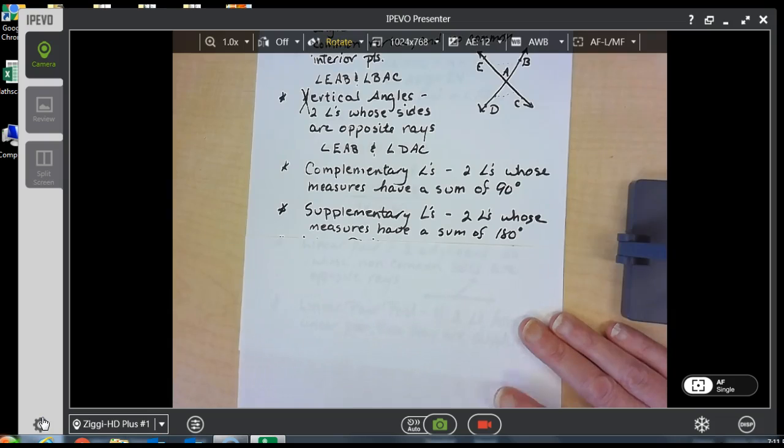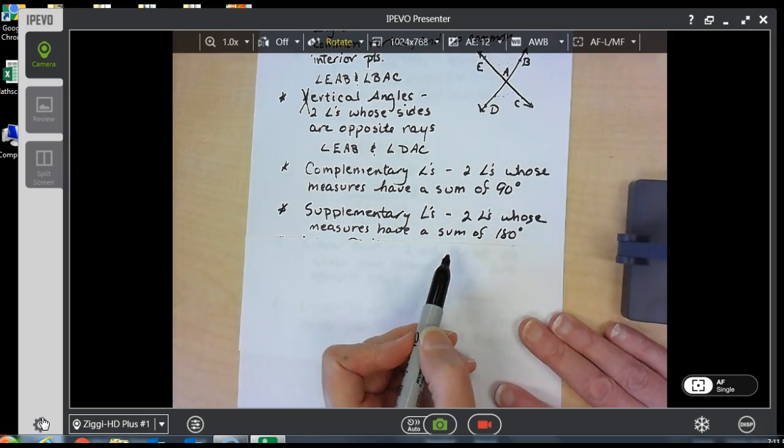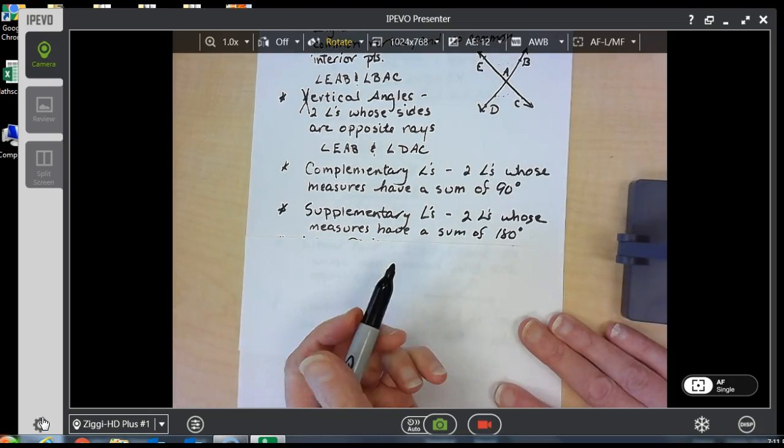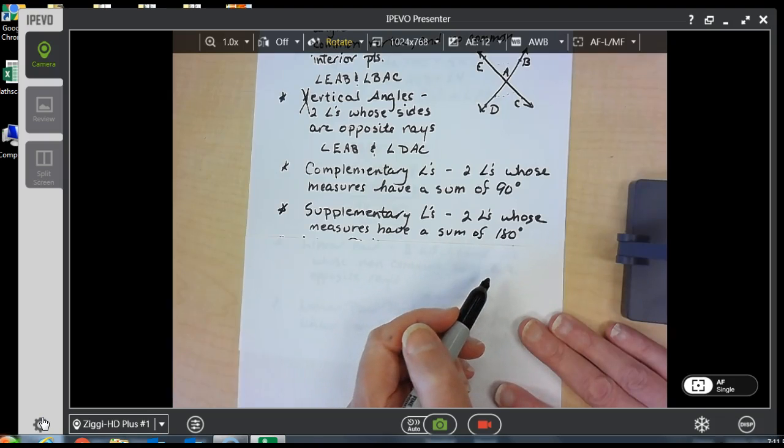Supplementary angles: two angles whose measures have a sum of 180 degrees. Same thing, if you know one angle is 150, its supplement is 30. If one angle is 60, its supplement is 120.